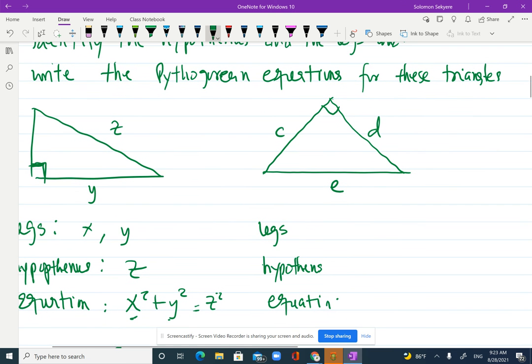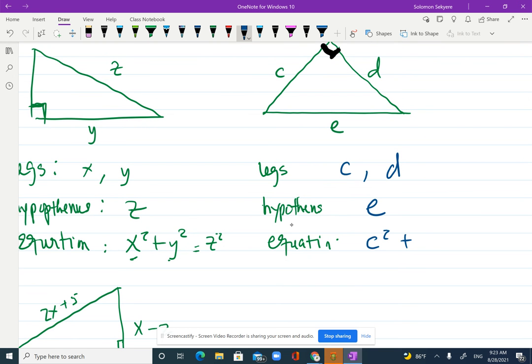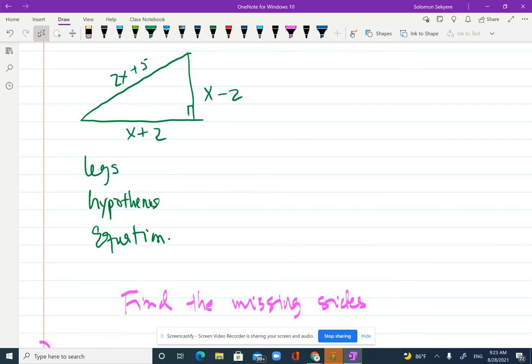What about this one here? I see my 90 degrees is up here. The side that faces the 90 degrees is E. So my hypotenuse is side E, and then C and D are the legs. So what will be my equation? C squared plus D squared equals E squared.